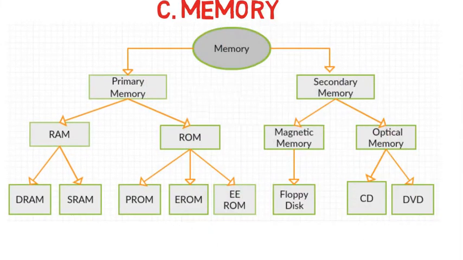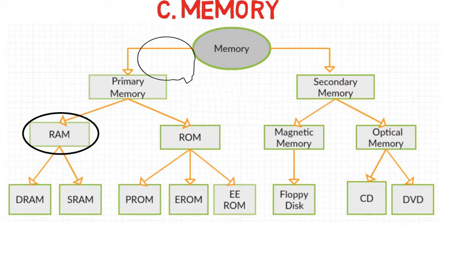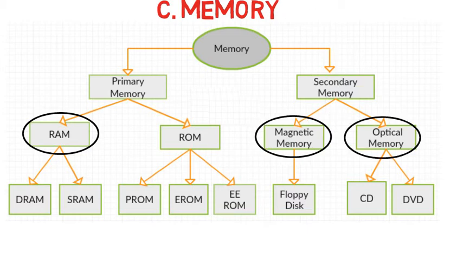C. The memory. The memory is made up of the primary memory and the secondary memory. The primary memory is further divided into the RAM and the ROM. The secondary memory is further divided into the magnetic memory and the optical memory. As we go ahead, we shall discuss each of these components in detail. But first, let us talk about the memory relative to the hard drive.